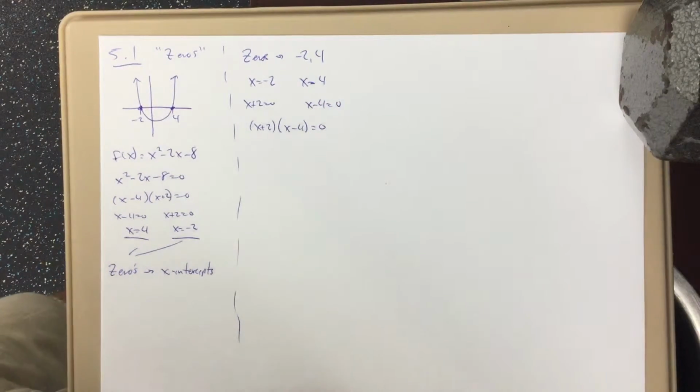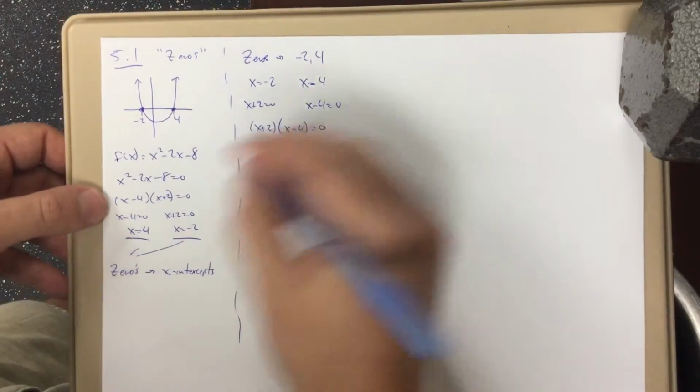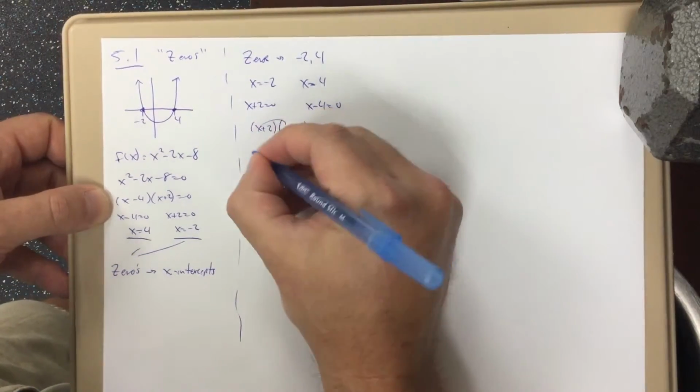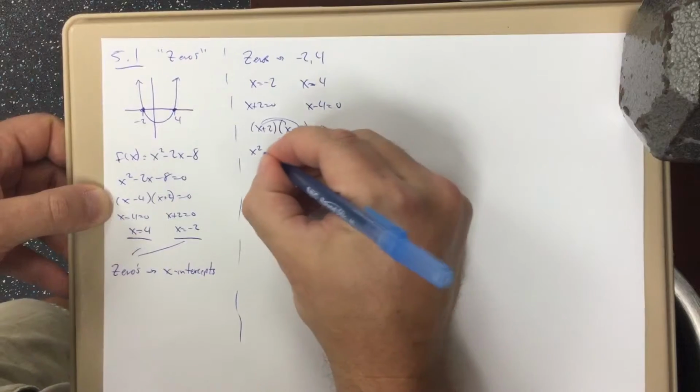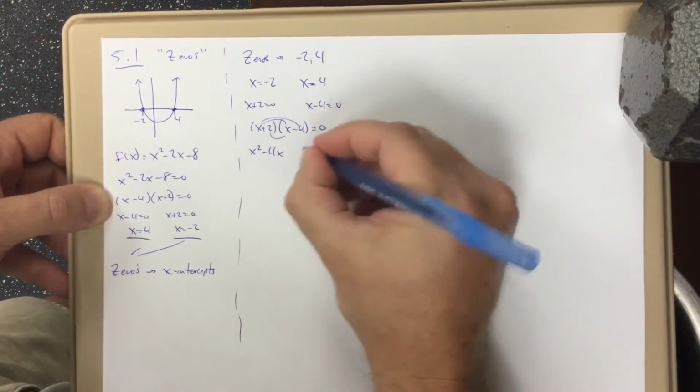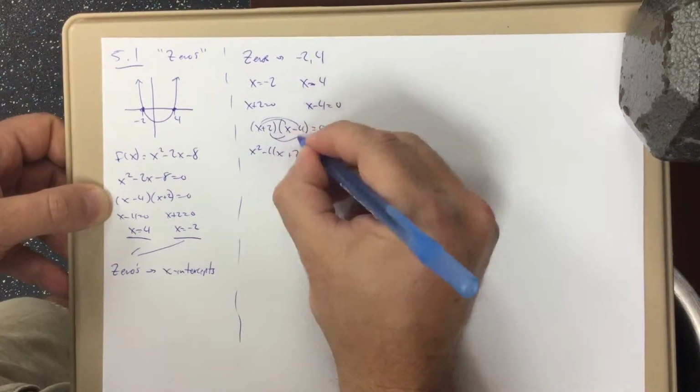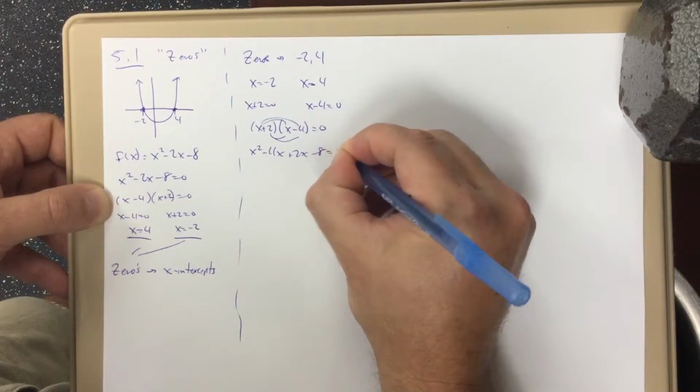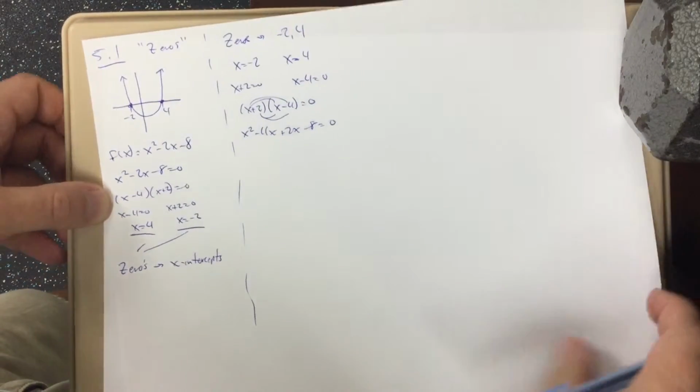And then I could FOIL it out. And when I do that, I would do x times x, and that's x squared, and x times minus 4 is minus 4x, and 2 times x is plus 2x, and 2 times minus 4 is minus 8, equals 0. And then, oops, sorry guys.